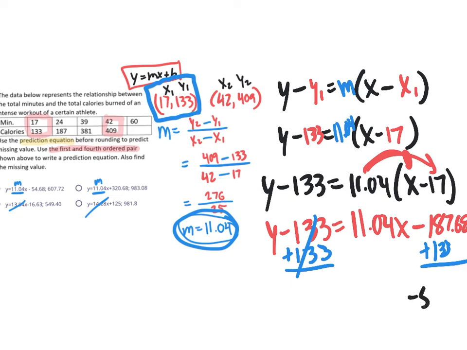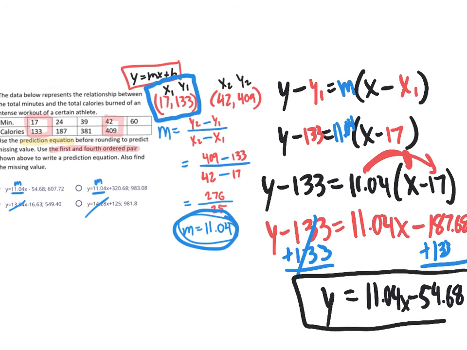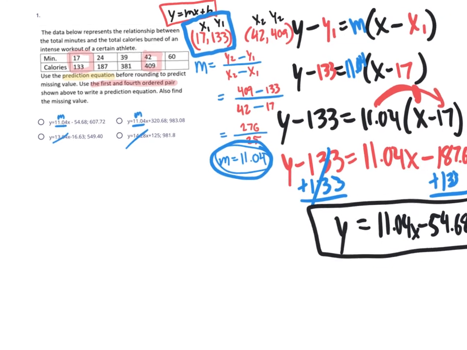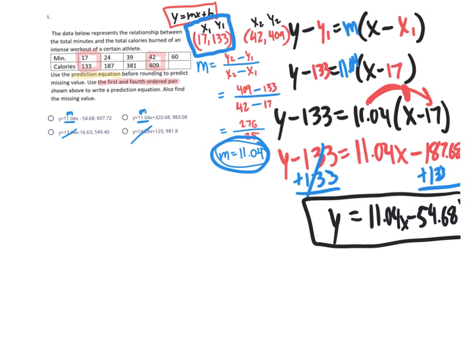So I do have a negative 54.68 at the very end. I have the 11.04x right here, I have the equal sign, and I have y all by itself. There's my prediction equation. And as you can see, you can already identify which one's the correct answer. Option A, this first option right here, has the negative 54.68. This one over here is positive 320.68, and that's not the correct b value that we want.